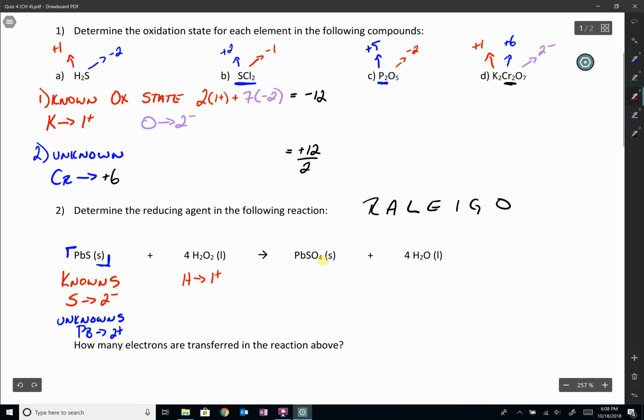And I'm going to put oxygen 1 minus in red also. Say, hey, wait a minute. No. Oxygen is always 2 minus. Yep, except when it's in a peroxide. Take a look at your rules, right? Here we've got hydrogen peroxide. How am I supposed to know that?